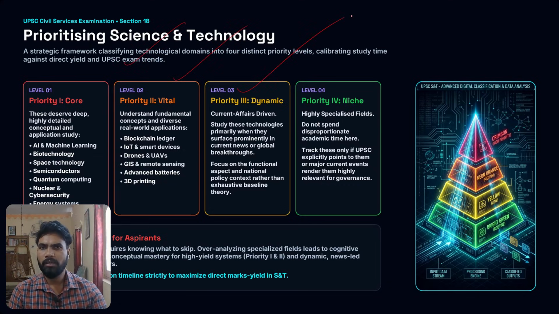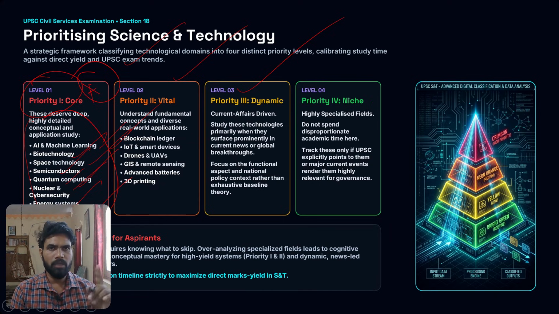Okay, all right. Then if you have to prioritize within science and technology, that means you have to pick and choose some important topics. The most important priority topics that you have to take are AI and machine learning, biotechnology, space technology, semiconductors, quantum computing, nuclear and cyber security, energy systems. These will become the most important topics that you have to study and prepare. I'm not saying you have to read only these and leave out the rest of the things. No, it's not like that, but you have to focus more on these topics.